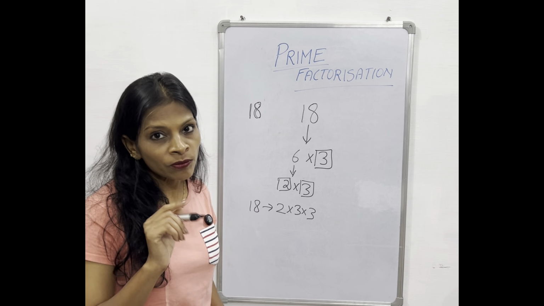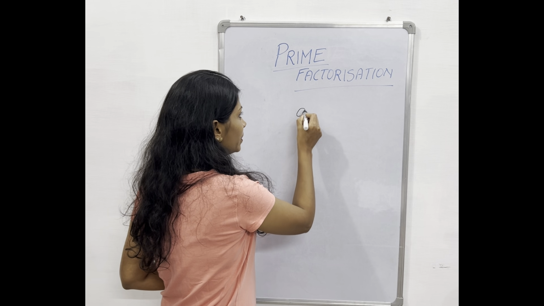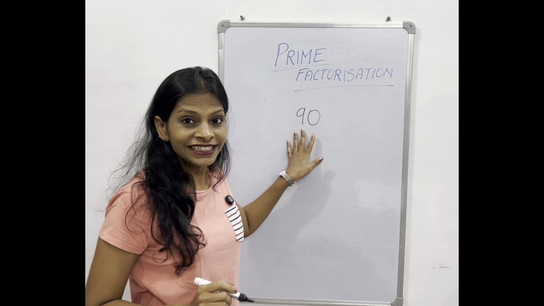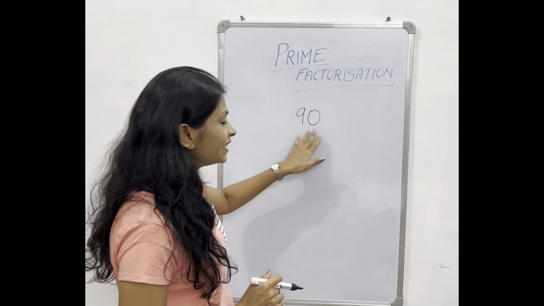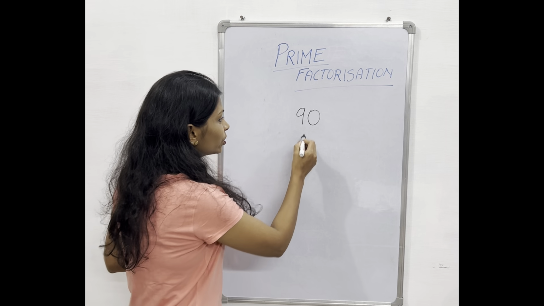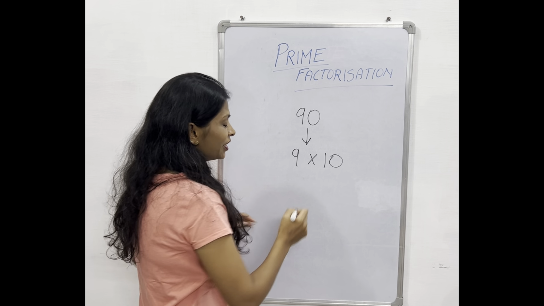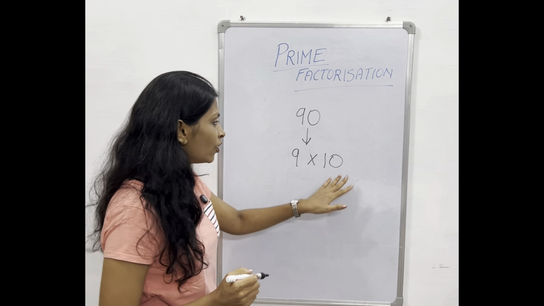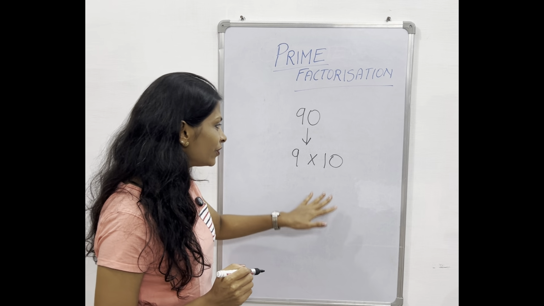Let's understand with one more example. Let's say I have to find the prime factorization of a bigger number such as 90. Now the prime factorization of 90 seems intimidating, but whenever you have a number like 90 or 80, we know that 9 times 10 is 90, right? So we will separate the 9 and 10. Now we know that both of these are not prime numbers and both are composite, so we will further break them down.